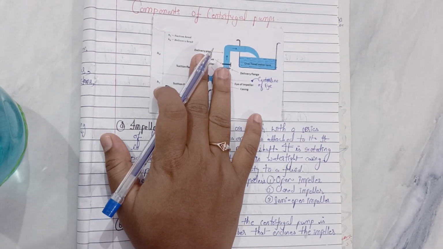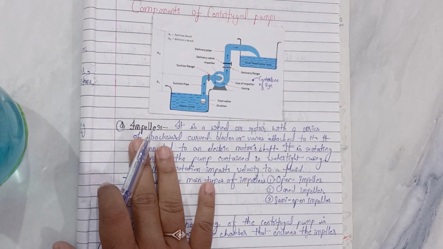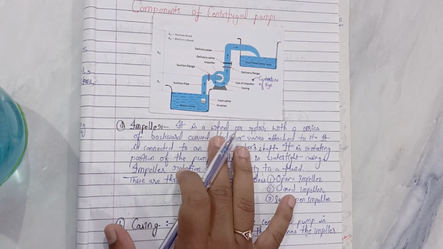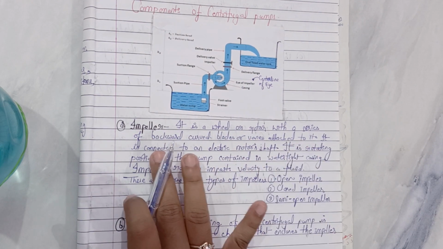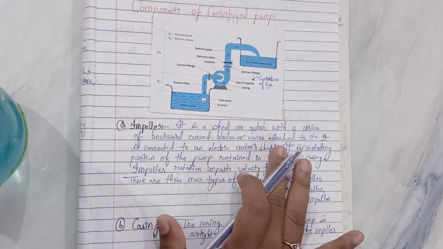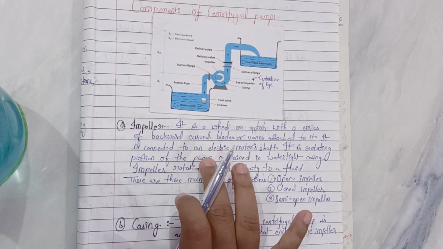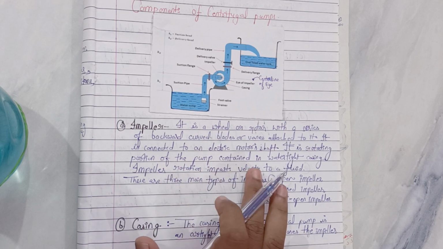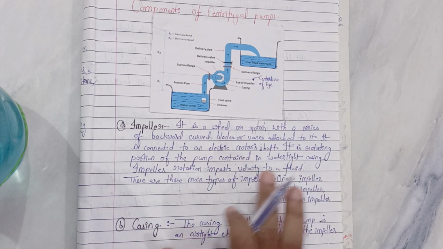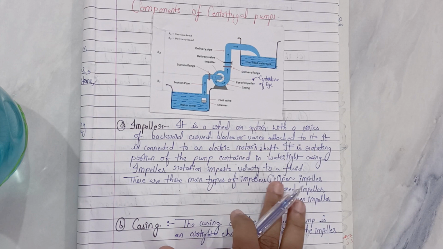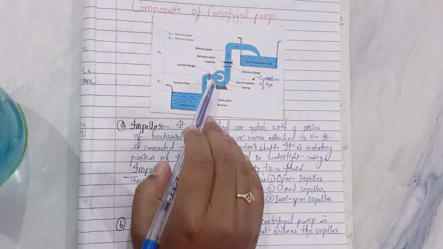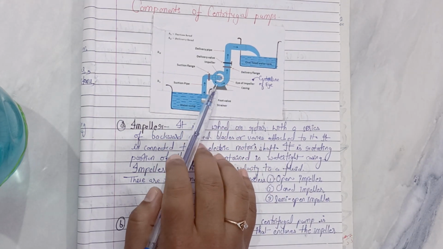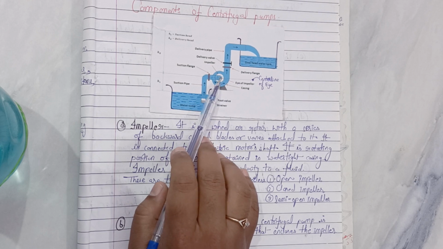The first component of a centrifugal pump is the impeller. It is a wheel or rotor with a series of backward curved blades or vanes attached to it. It is connected to an electric motor shaft. It is the rotating portion of the pump contained in a watertight casing. Impeller rotation imparts velocity to the fluid. This rotor part is your impeller, and it is connected to the shaft.